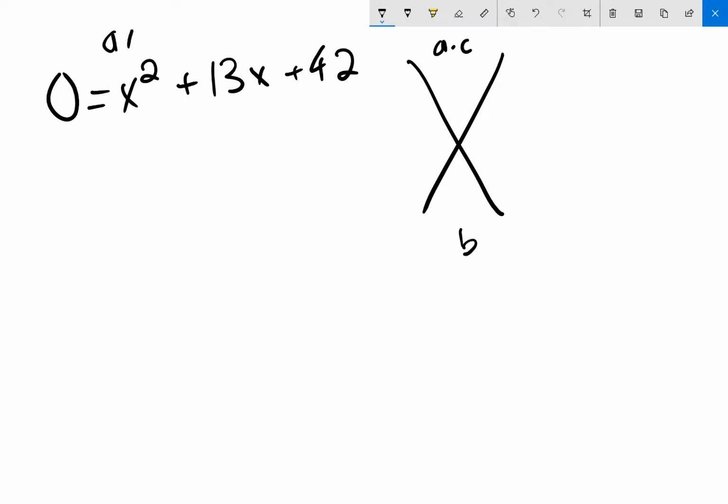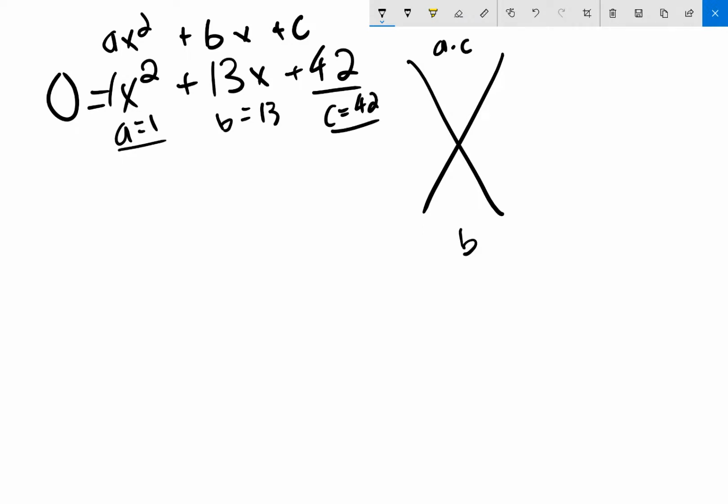So this quadratic is ax squared plus bx plus c. So in this case, a is not x squared, it's the coefficient in front of x squared, which since it's just an x squared, that means the coefficient is 1. So a in this case is 1. B is the coefficient in front of x, so b in this case is just 13. And c is 42. So if I were to do a times c, 1 times 42, that number would be 42. And I'm going to put that number up there.